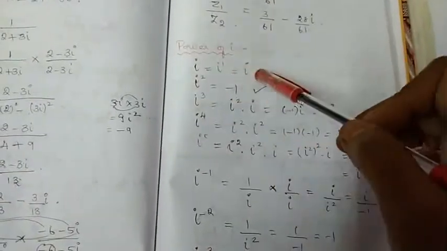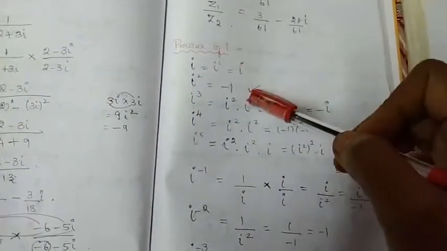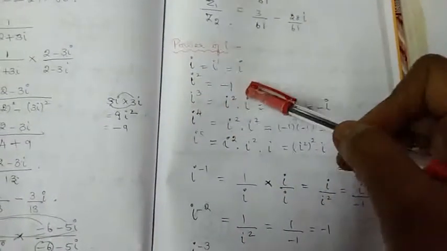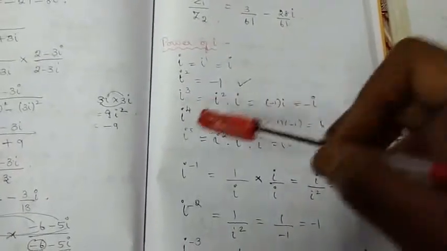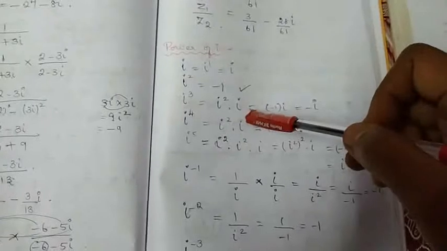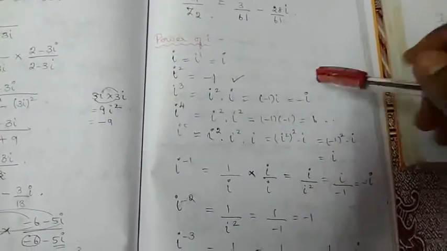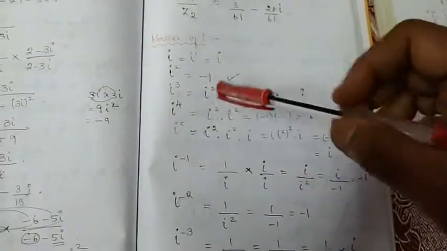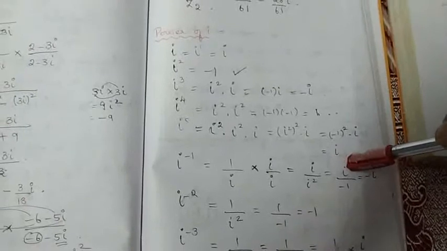i power n. i power 1 is going to be i. What is i square? i square we know is minus 1. Now i cube can be written as i square into i, so this will become minus 1 into i, that is minus i. i power 4 is i square into i square, so minus 1 into minus 1 it will become plus 1. Likewise we can derive. Right? i power 5 can be written as i square into i square into i. So minus 1 into minus 1 into i, so it will become i.